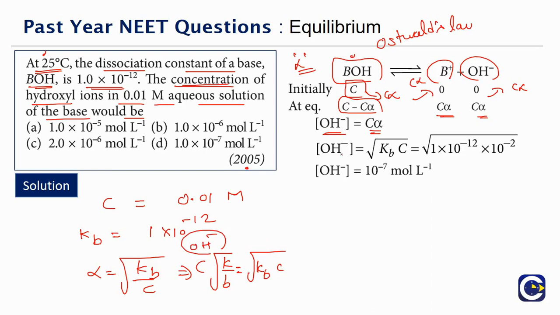So the OH minus concentration will be root of Kb into C. Kb is 1 into 10 power minus 12. C is 0.01. 0.01 can be written as 10 power minus 2. So totally, 10 power minus 12 into 10 power minus 2 will be 10 power minus 14. So root of 10 power minus 14 will be 10 to the power of minus 7. So the concentration of hydroxyl ions will be 1 into 10 power minus 7.